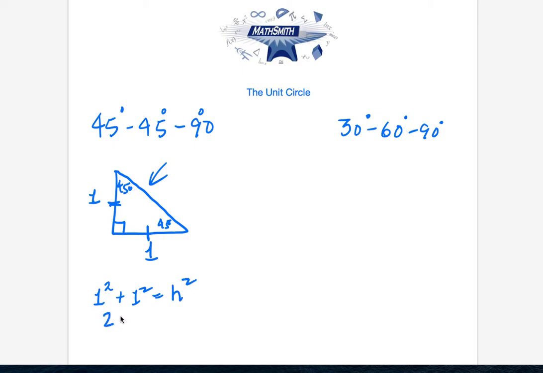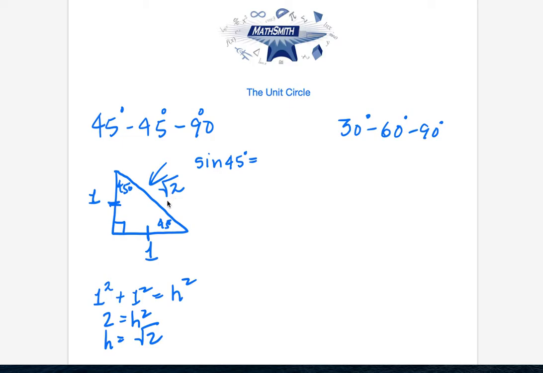So that's 2 equals hypotenuse squared. So hypotenuse is going to equal what? The square root of 2, right? So this is equal to the square root of 2. So if I wanted to, for example, find the sine of 45 degrees, what would it equal? Well, it would be over the hypotenuse, right?